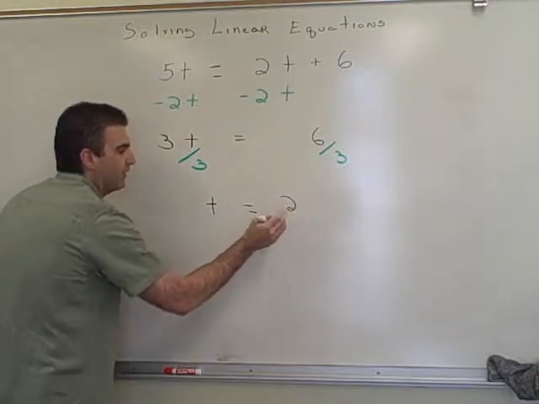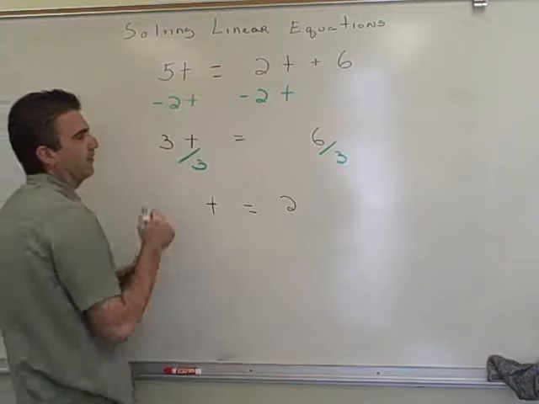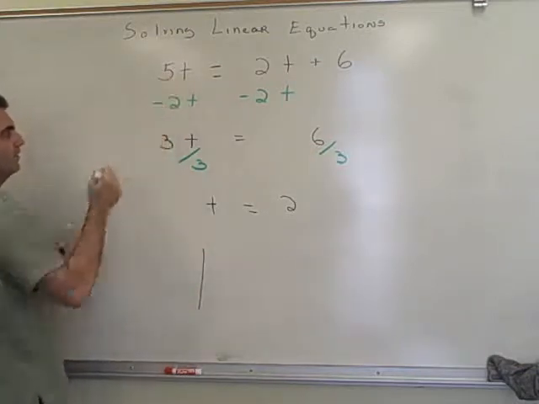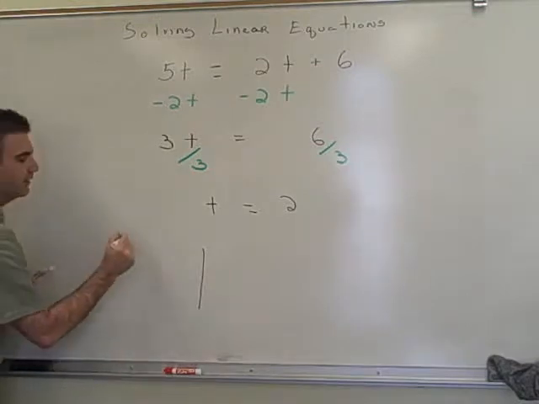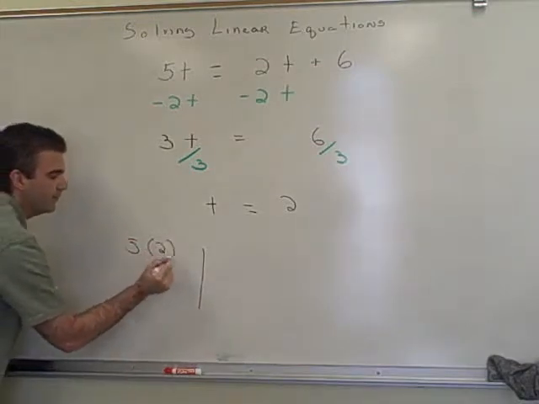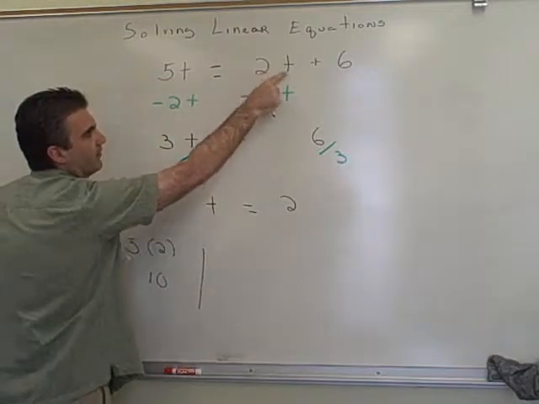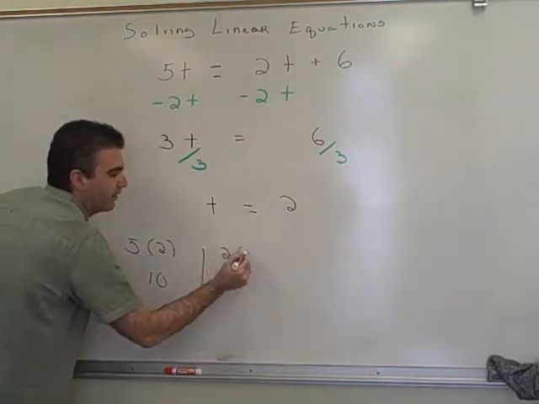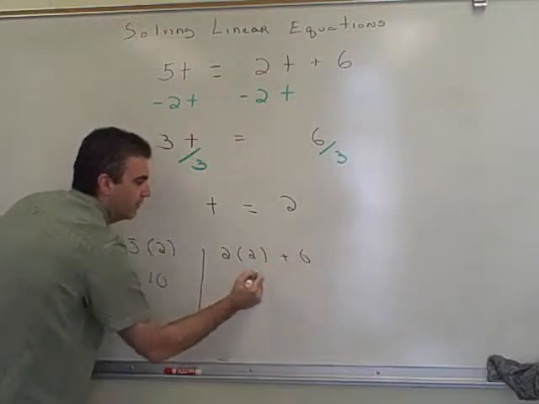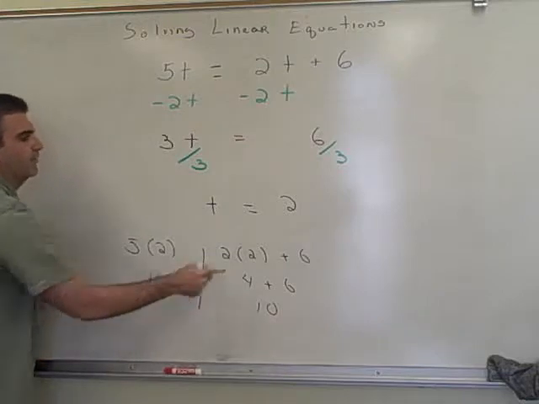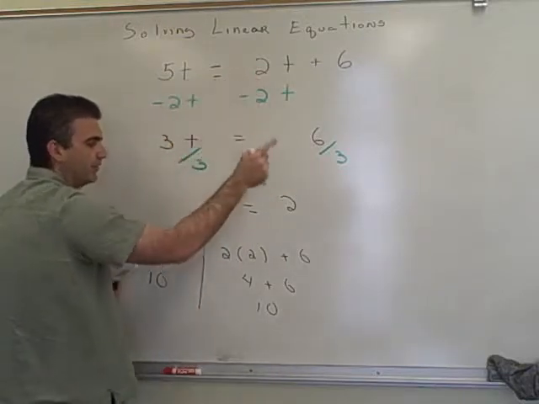And for this linear equation, this is the only solution that will balance both sides. We can try to check real quick just to verify it works. If we put a 2 in, it's going to be 5 times 2, which is 10 on the left-hand side. On the right-hand side, if we put a 2 in here, 2 times 2 plus 6, 4 plus 6 is also 10. It balances. The only solution that will balance this linear equation is 2.